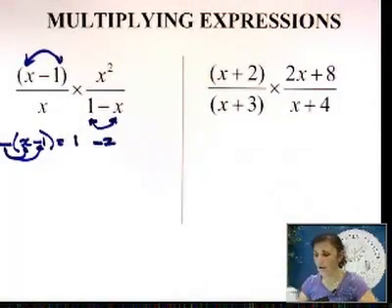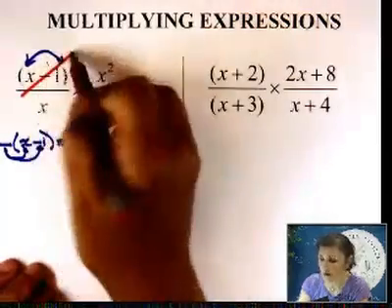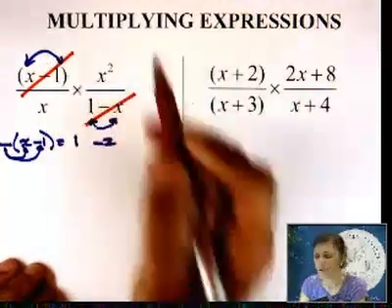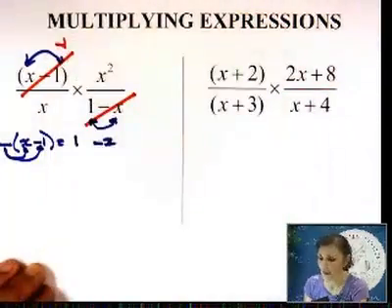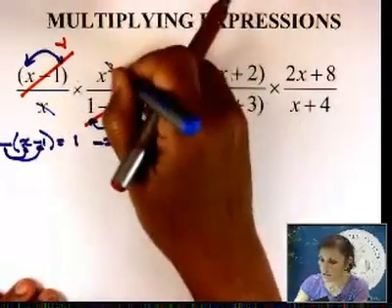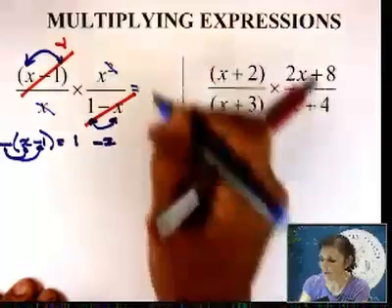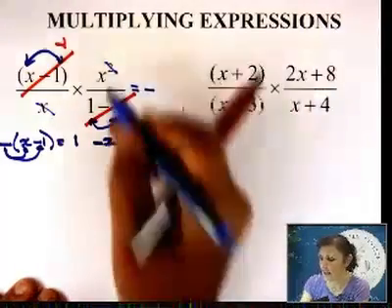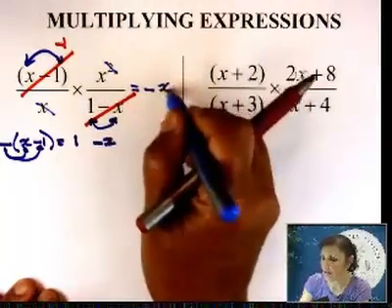So I can do this. Watch. X minus 1 and 1 minus x. When I cancel them out, I have a negative 1. And here's another one. X. One of the x's will go. And what I end up with, there's a negative in front of it. And then there's an x left. That's all I have left.